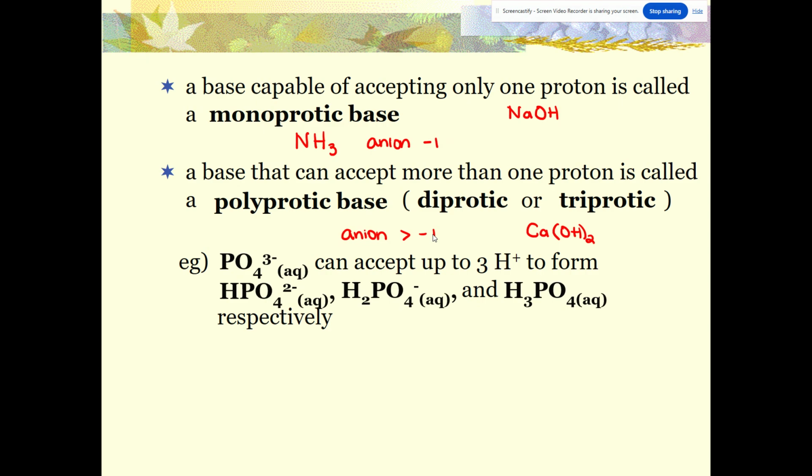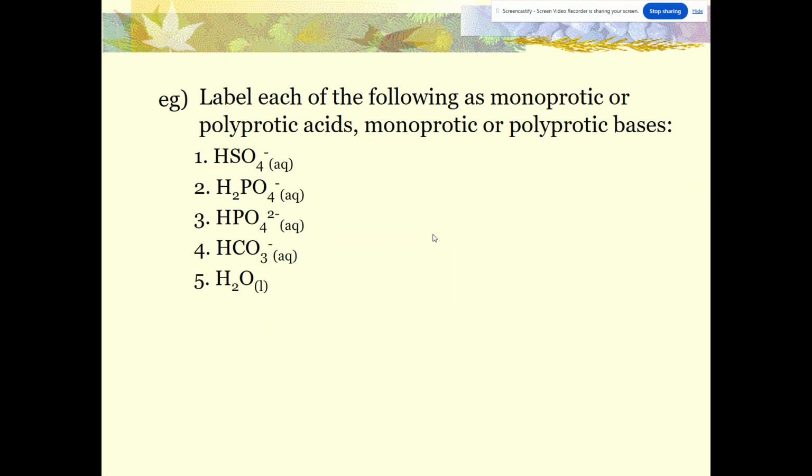So we're actually going to look with these polyprotic acids and bases at the process of them accepting or losing multiple protons. Now the following are all amphiprotic species, and it's asking you to identify as acids and bases whether they're mono or poly. So the first one, as an acid, has 1 hydrogen, so it's a monoprotic acid, and as a base it has a -1 charge, so it's also a monoprotic base.